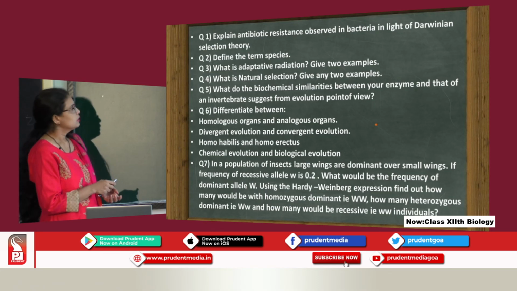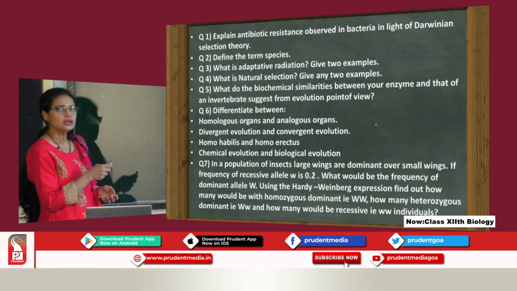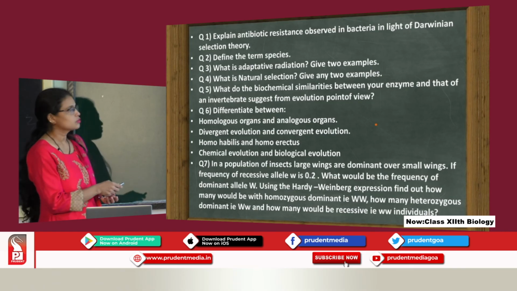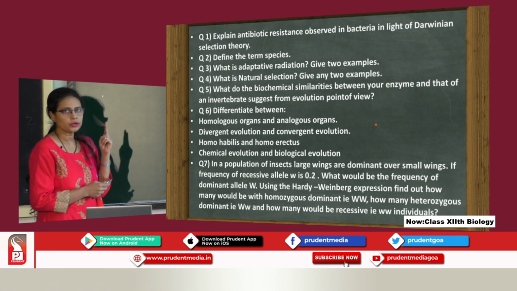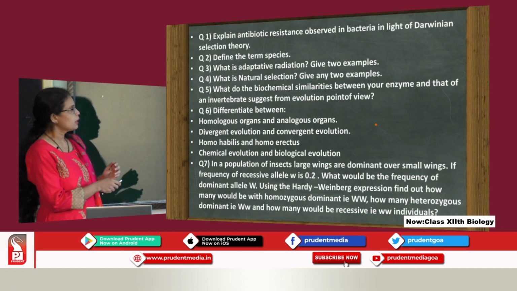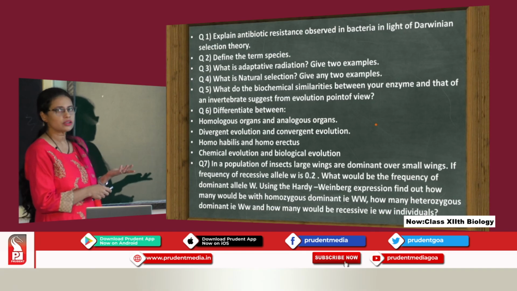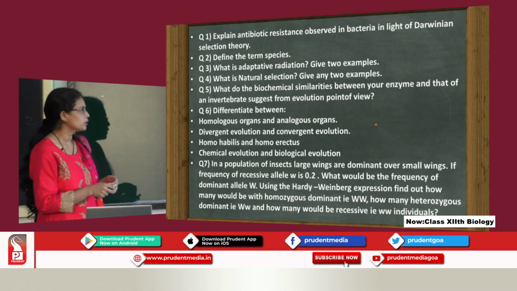Differentiate between homologous organs, analogous organs, divergent evolution, convergent evolution. Most of the points would be matching here because we know homologous organs themselves bring about divergent evolution and analogous organs themselves bring about convergent evolution. Definition could be one point of difference, examples could be one point of difference. Fine. Chemical evolution, biological evolution. Chemical evolution occurred in the primitive condition of the earth. Biological evolution came much later and is what is happening even today.